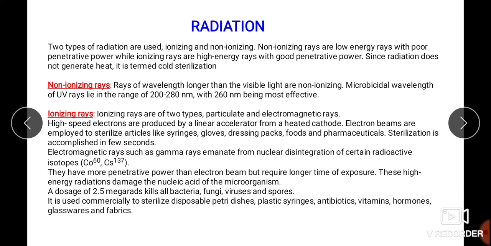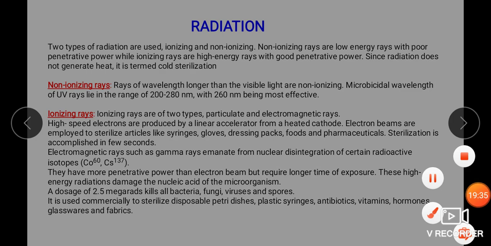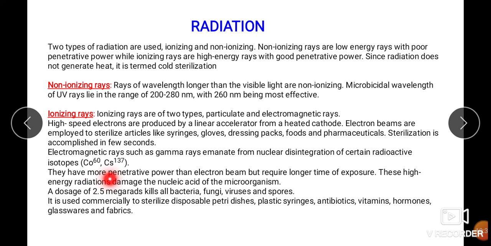The electromagnetic rays such as gamma rays can emanate from the nuclear disintegration of certain radioactive isotopes like cobalt 60, and because of these gamma rays, organisms get killed. They have more penetration power than electron beams but require a longer time of exposure.